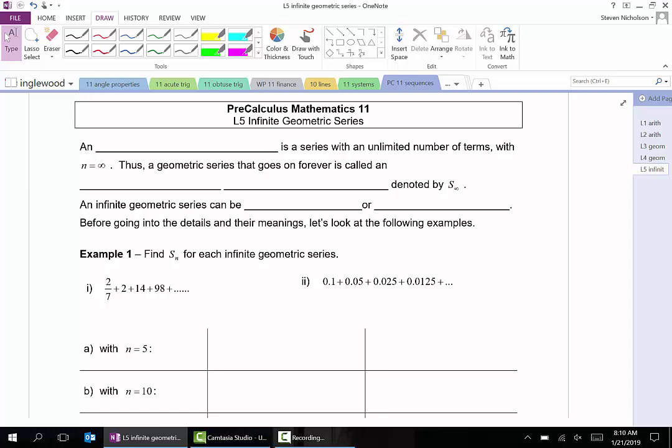Last tutorial of the unit on sequences and series is infinite geometric series. An infinite series is a series with an unlimited number of terms, and we represent that with n equals infinity. Thus, a geometric series that goes on forever is called an infinite geometric series.